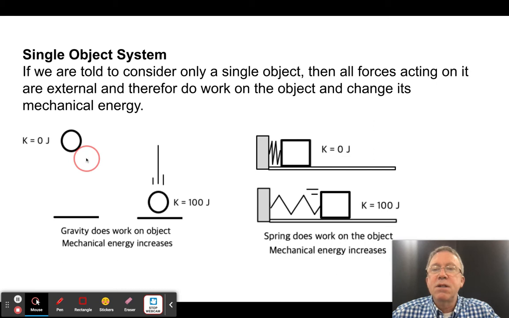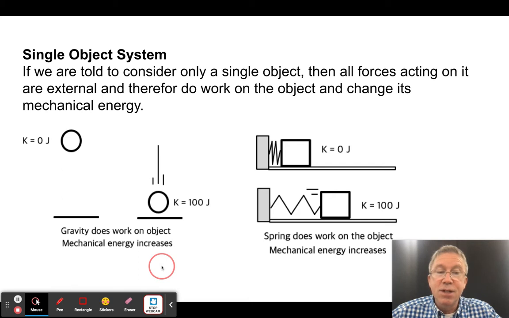So I have an object that is released in the air. Gravity is going to cause it to pick up speed as it moves. It's going to gain kinetic energy. But since the Earth isn't part of the system, I can't say that it had potential energy, because that has to exist between two objects within a system. And since I didn't define the Earth as part of the system, the Earth is just doing external work on it, causing it to gain kinetic energy, gain mechanical energy.